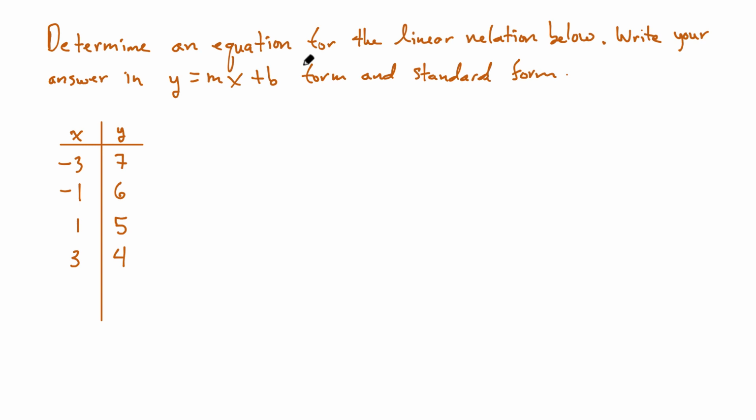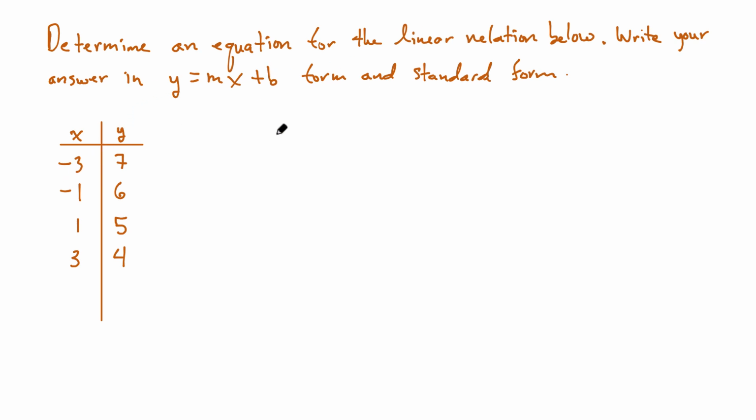Hi everyone, in this video we're asked to determine an equation for the linear relation below, and we're asked to write our answer in y equals mx plus b form and in standard form. This is actually called slope y-intercept form because m is the slope and b is the y-intercept of our line. So in order to write our answer in slope y-intercept form, first we need to know what is the slope and what is the y-intercept of our line.